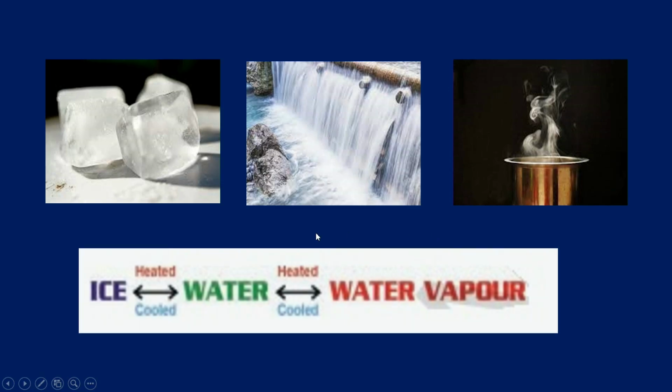Now let us see. If ice is heated, it turns into water, and if water is heated, it turns into vapor. If vapor is cooled again, it turns into water. If water is cooled again, it will turn into ice. Therefore, it is written symbolically: whenever ice is heated, it turns to water. When water is heated, it turns to water vapor. When water vapor is cooled, it turns to water. When water is cooled, it turns to ice. It is a reversible process.